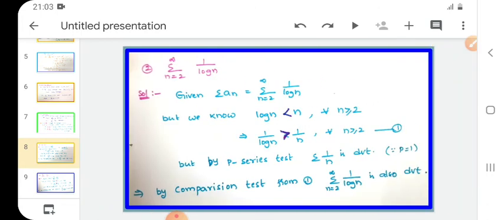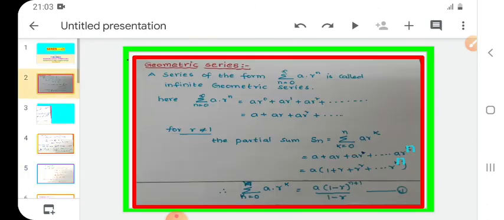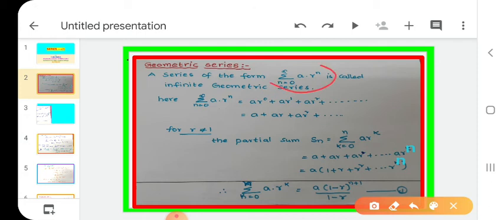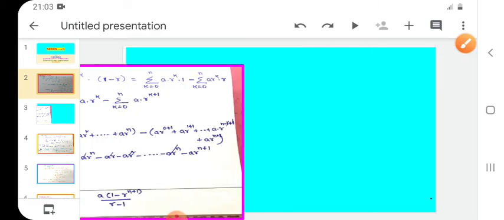Okay, clear? See, first, geometric series. A series of the form summation n equals to 0 to infinity a into r power n is called a geometric series. Here the n value should be from 0 to infinity. If r is less than 1, what do we write here? The series is convergent. If r is greater than 1, what do we write? The series is divergent.